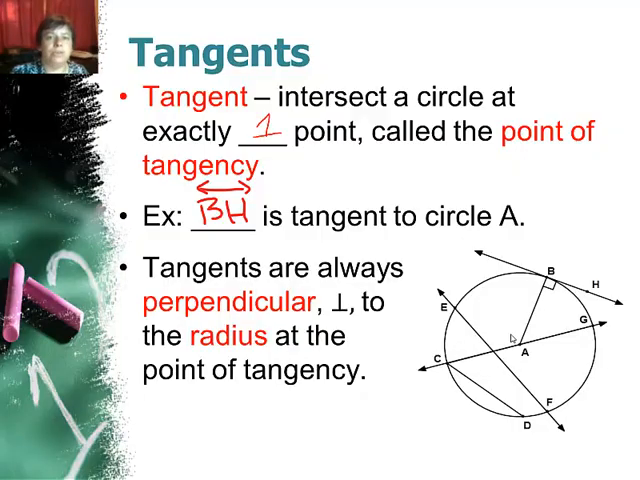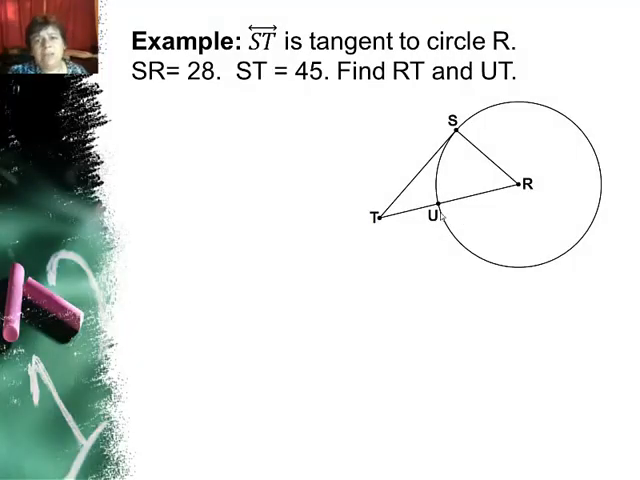So in this example, I have ST is tangent to circle R, and it's at point S. And we know that SR is 28 and ST is 45. I want to find both RT and UT. Go Longhorns. Anyways, now one thing I did is I went ahead and drew in the right angle, because remember, a tangent is always perpendicular to the radius at the point of tangency.